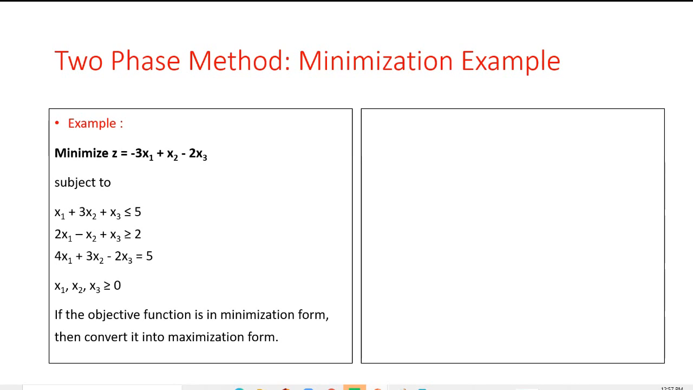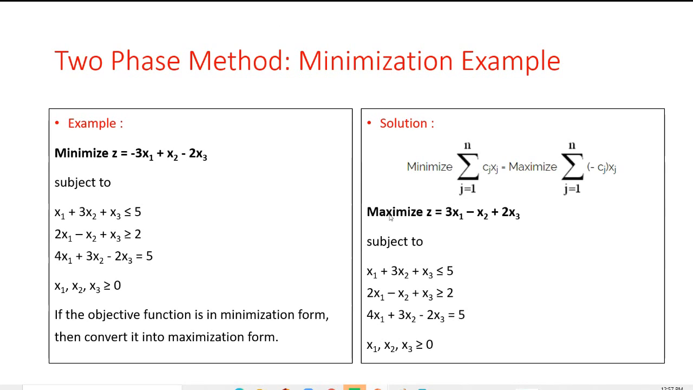So while solving the two-phase method example, first we have to convert this minimize objective function into the maximize form. If the objective function is in the form of minimization, then convert it into the maximization form. How to convert? So there is a solution. This is our formula: minimize the summation of Cj Xj from j equal to 1 to n is equal to maximize the summation of minus Cj Xj from j equal to 1 to n.